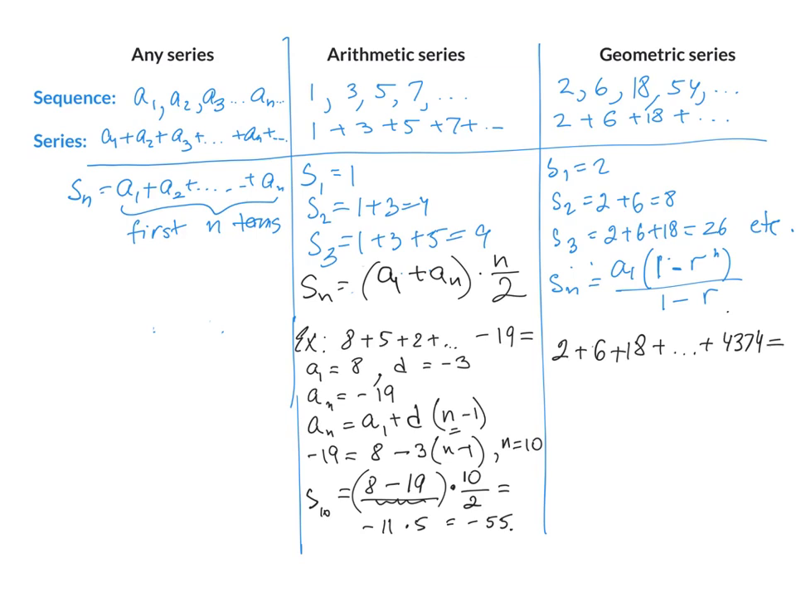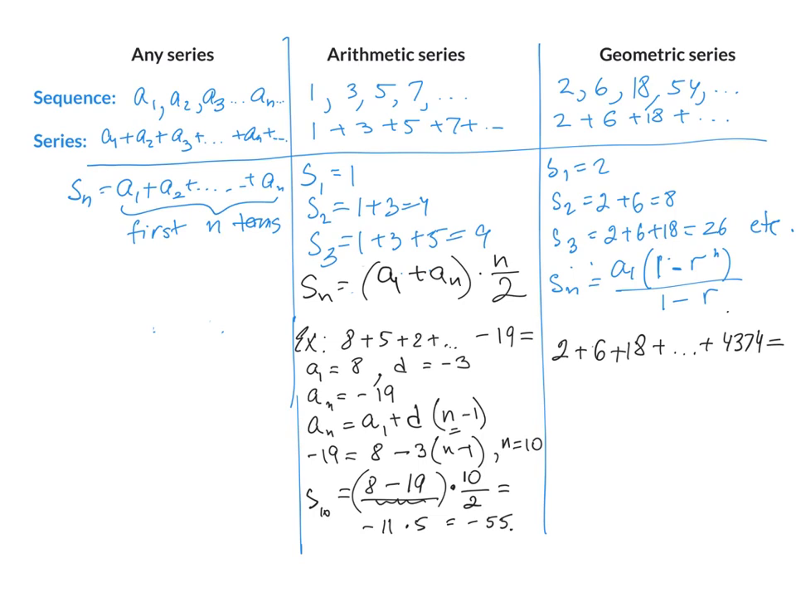So let's use it to solve this problem. Find the following sum: 2 plus 6 plus 18 plus and so on. That's okay. First, let's look at the pattern. 2 to 6, 6 to 18. You can notice, even if it's not in the geometric series column, that there is multiplication by 3. So it is a geometric series.